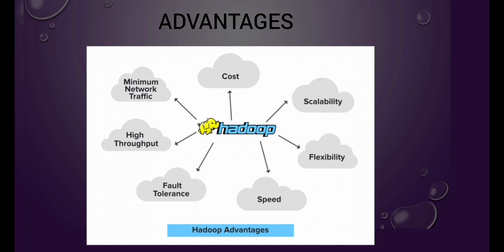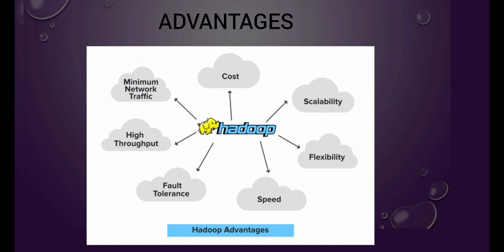Flexibility: Hadoop is designed in such a way that it can deal with any kind of data sets like structured, unstructured, and semi-structured. This means it can easily process any kind of data independent of its structure, which makes it highly flexible. Speed: Hadoop uses a distributed file system to manage its storage, that is, the Hadoop Distributed File System.